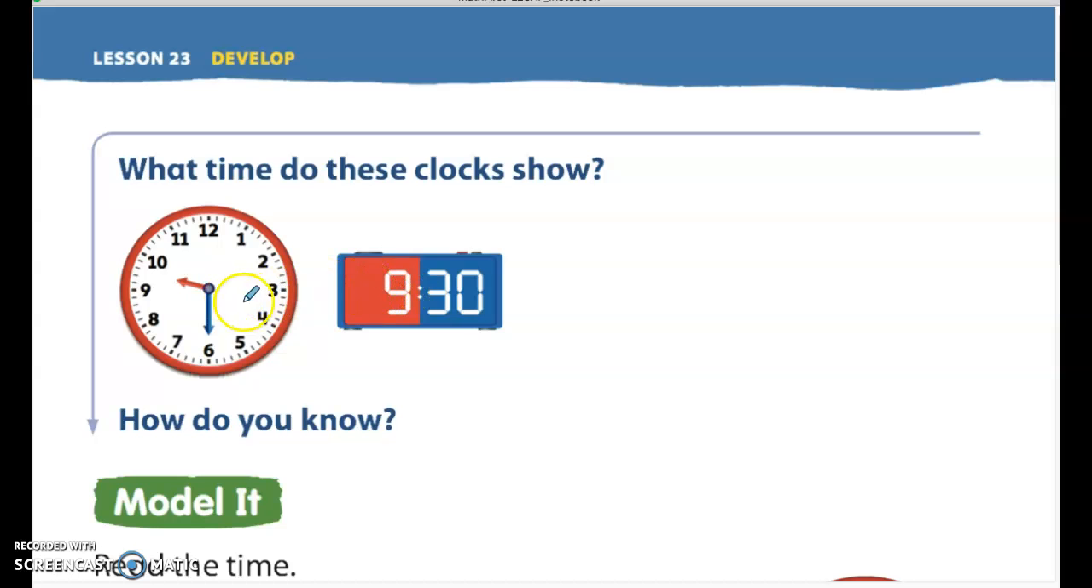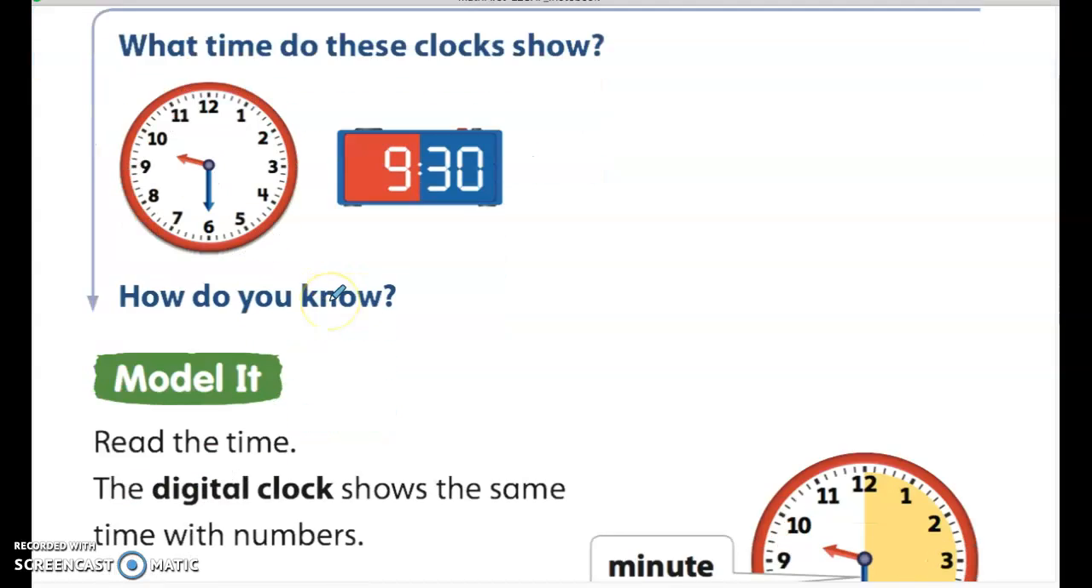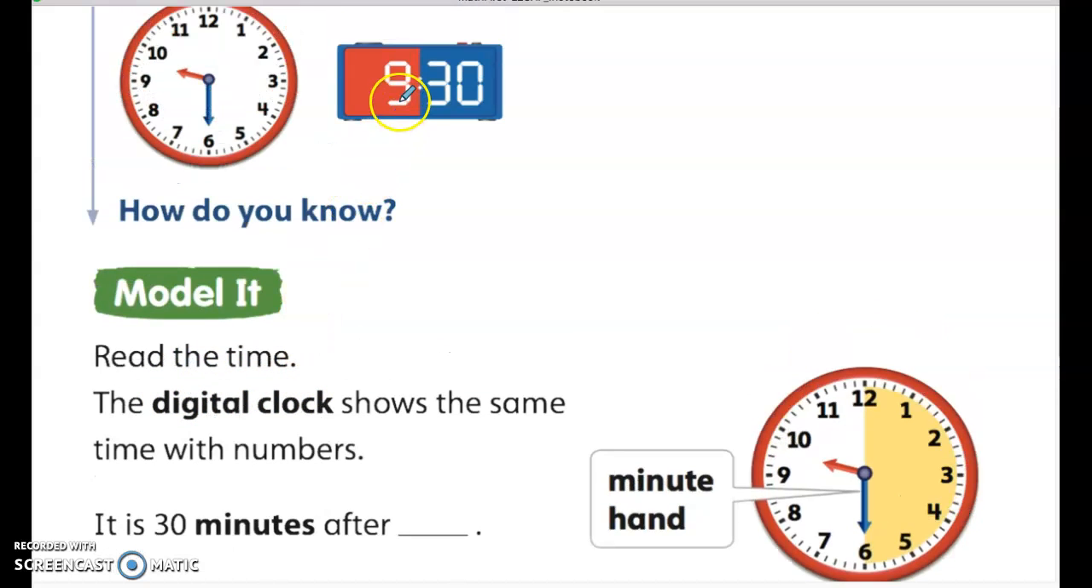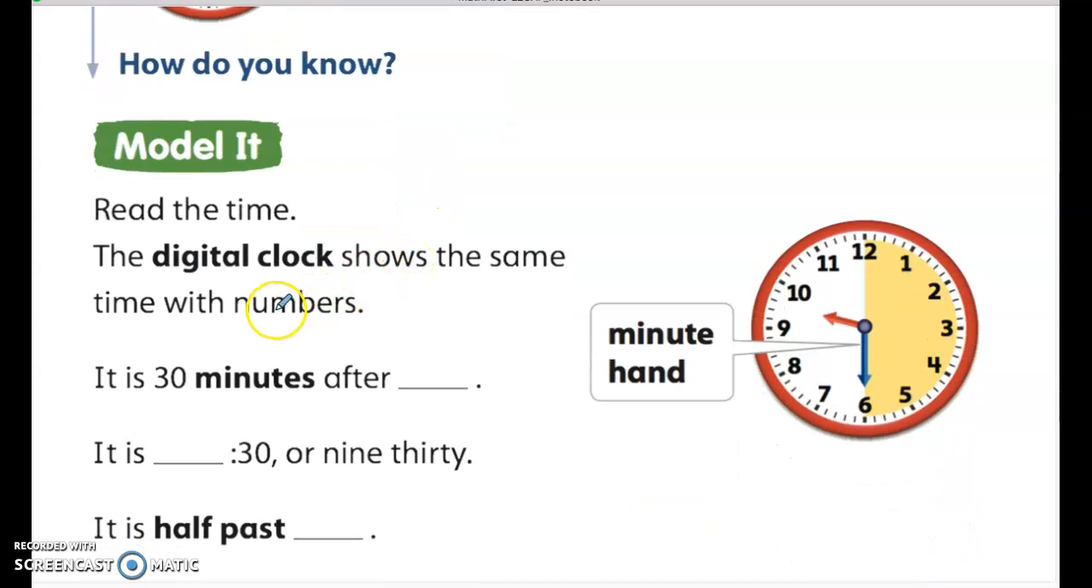Well, back on the other page, we figured out that it was 9:30, right? So read the time on the digital clock, which is this one, because the numbers are digital. It is 30 minutes after, right? The big long hand is the minute hand, and we counted by 5s: 5, 10, 15, 20, 25, 30. So it is 30 minutes after.